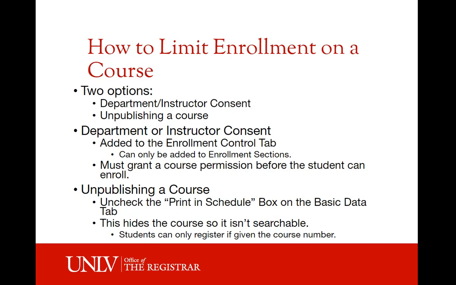Once you have determined your enrollment management strategy, you may find you want to limit enrollment in certain courses or even spread enrollment evenly across multiple sections of the same course. There are two effective methods for limiting or controlling your enrollment. Department or instructor consent requires the student to obtain permission from the department or instructor using whatever criteria you have established. Only students who have obtained permission will be able to enroll without errors.